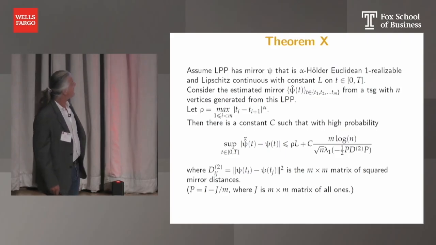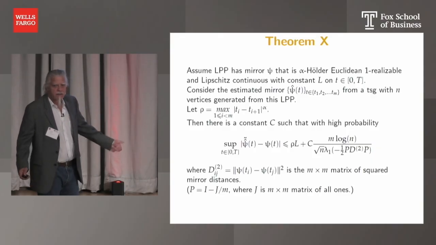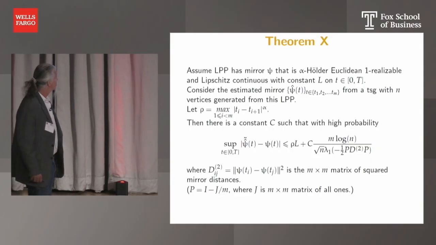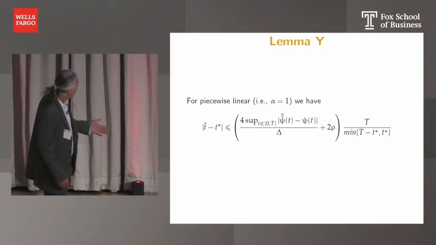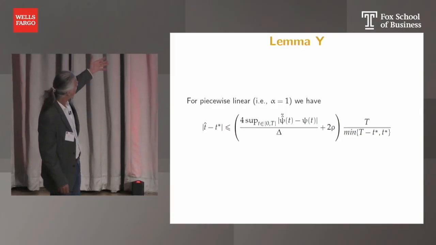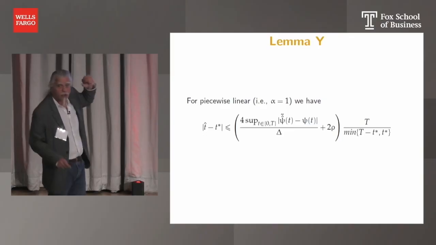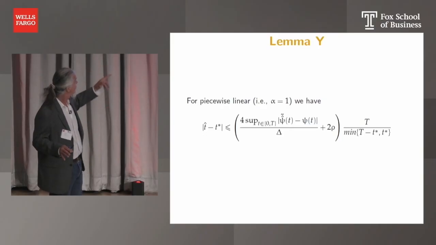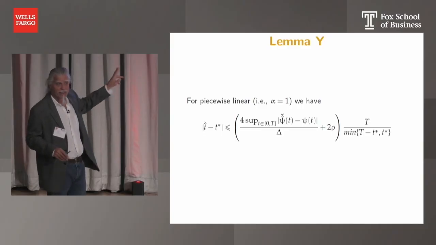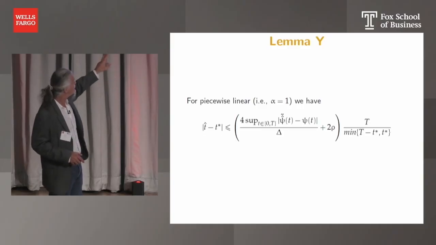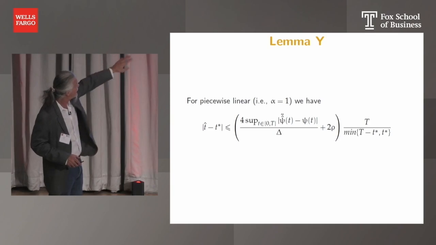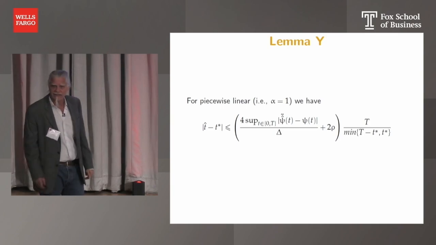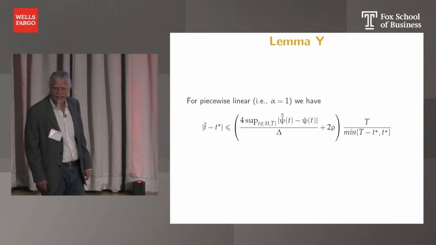And that right-hand side, how small is it? It's got to do with spectral decompositions and things like that. And then lemma y just says that we can prove that however we estimated psi with psi hat, the change point estimator, t hat, would be as close to t star as something to do with how good psi is, how close psi is to psi hat.